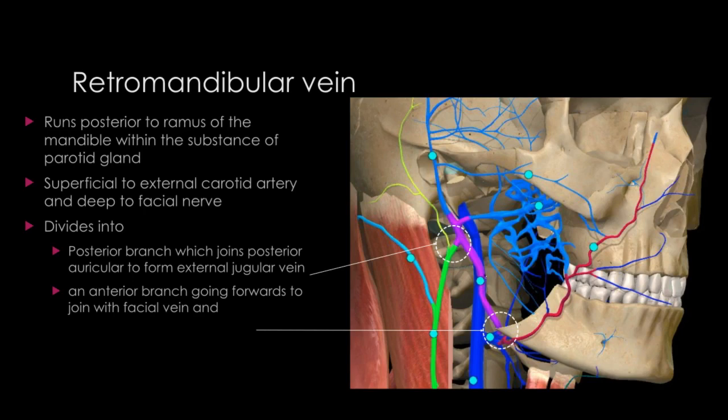The retromandibular vein has a posterior division and an anterior division. The posterior division joins with the postauricular vein to form the external jugular vein. This green colored structure is the external jugular vein. And here, as we saw before, this is the occipital vein which is coming from the posterior aspect to join the external jugular vein. The anterior branch goes forward and joins with the facial vein in this region.